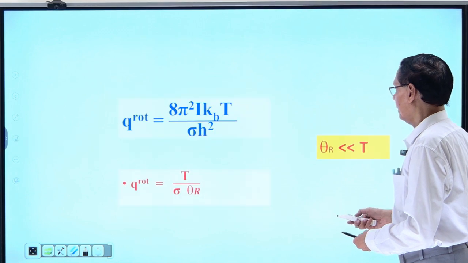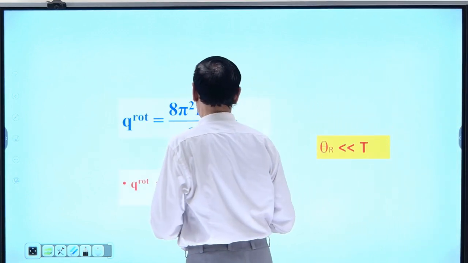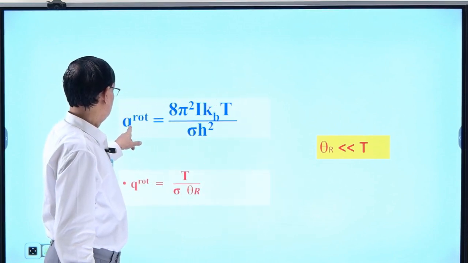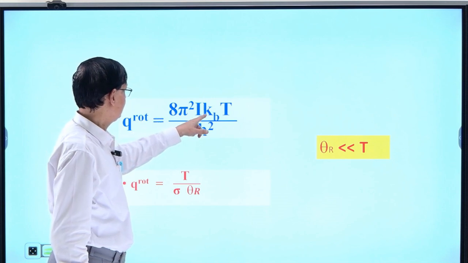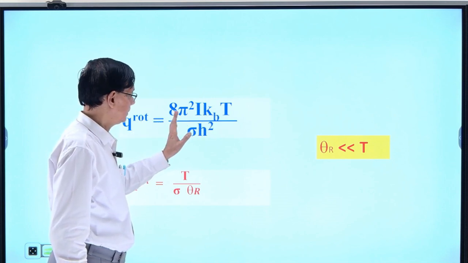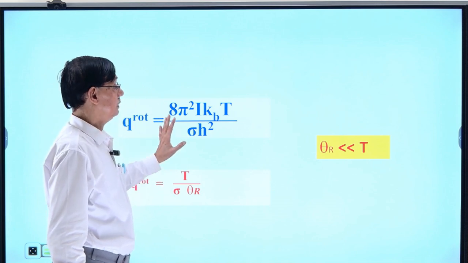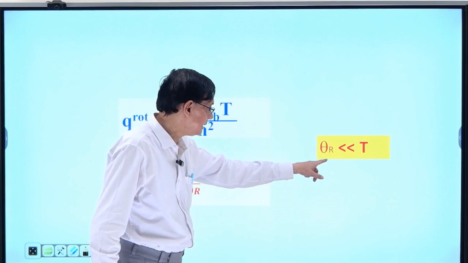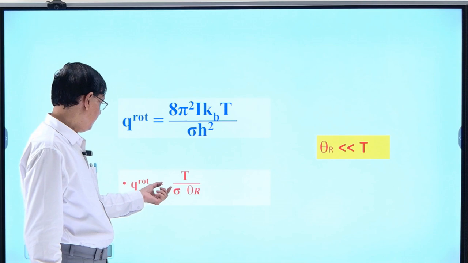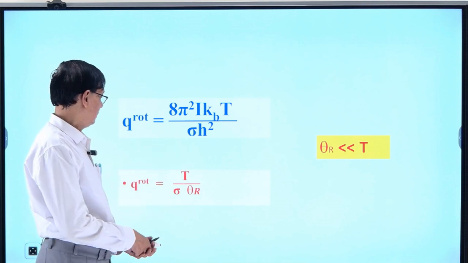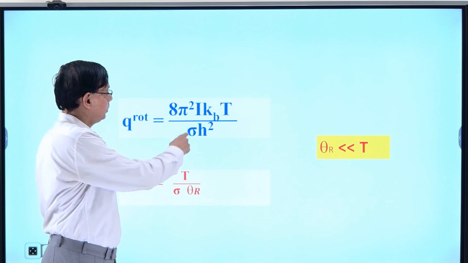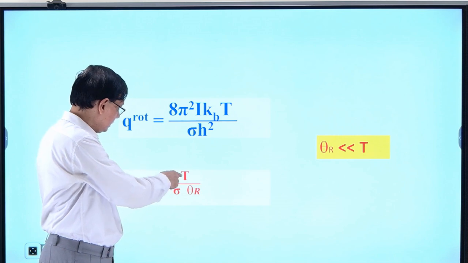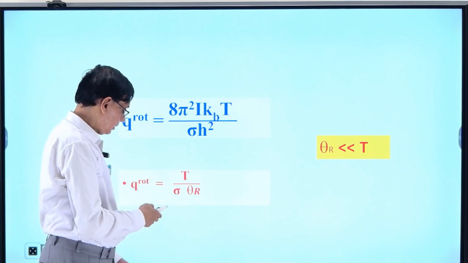So, this is my final derivation, as I have already told you: the rotational partition function is 8 pi square I kBT divided by symmetry number and h square. Of course, this is valid where the characteristic rotational temperature is very much less than the temperature, and the characteristic rotational temperature is equal to h square by 8 pi square I kB. So that can also be written like that, Q rotation is equal to T by sigma theta.